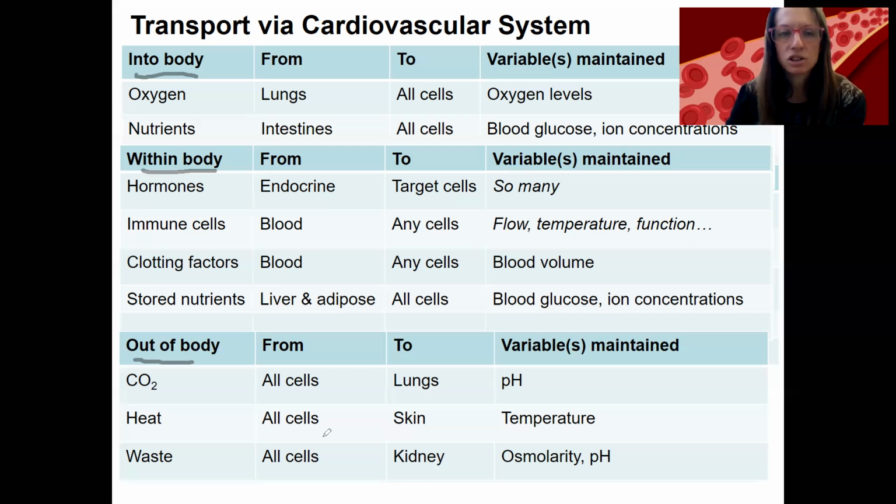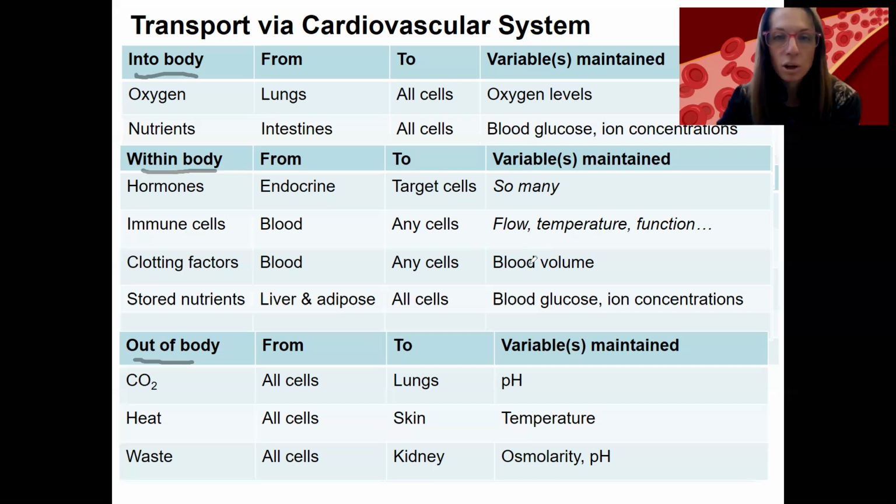Everything from tiny little oxygen, actually ions too, right? Hydrogen ions, potassium, salt, all the way up to big hormones, immune cells, whole cells, and heat, which is a different thing. And in all of these cases, though, the goal is to maintain homeostasis. So over here, I've got the variable that's maintained for each of these scenarios. So transport of all these components is necessary for maintaining homeostasis.